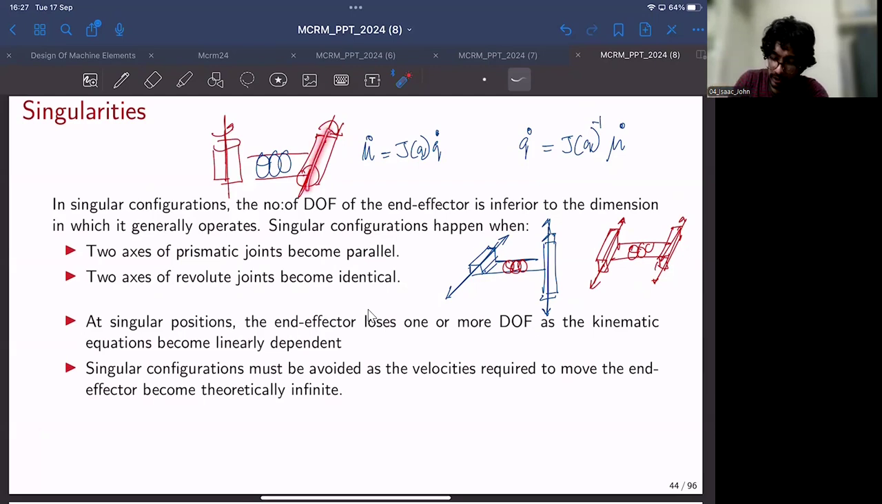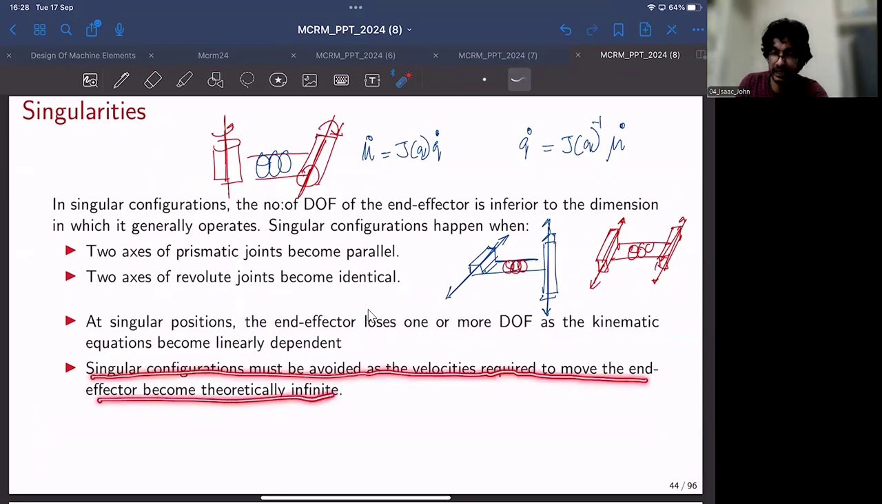Yeah, but in case of a revolute joint, it does not have to be parallel. It has to be collinear. Then only that effect would be similar, right? In order for two revolute joints to have the same effect, they should lie along the same vertical axis. So at singular positions, the end effector loses one or more degrees of freedom as the equations become linearly dependent. So singular configurations must be avoided as the velocities required to move the end effector become theoretically infinite.